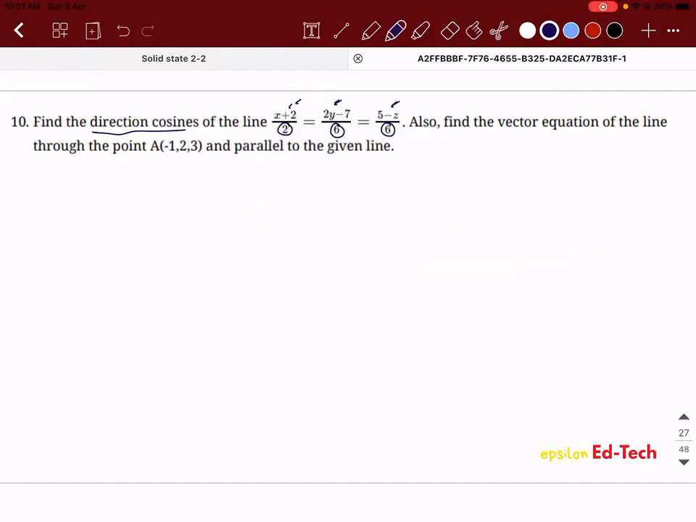Listen. So what is the general equation of a line? x minus x1 divided by a is equal to y minus y1 divided by b is equal to z minus z1 divided by c. Correct? If that is the case, a, b, c will be their direction ratios. Now if you observe this, is it in the standard form? It is actually not in the standard form. So it is our job to convert it to the standard form.